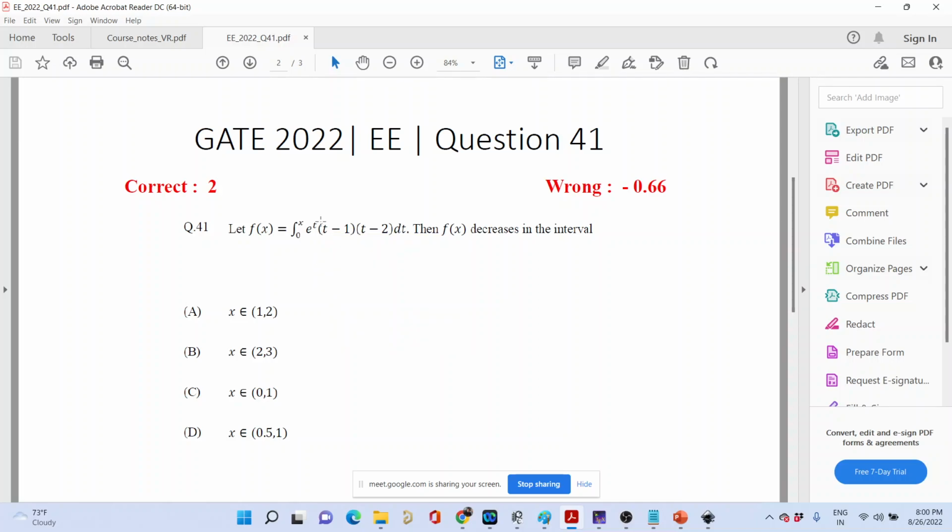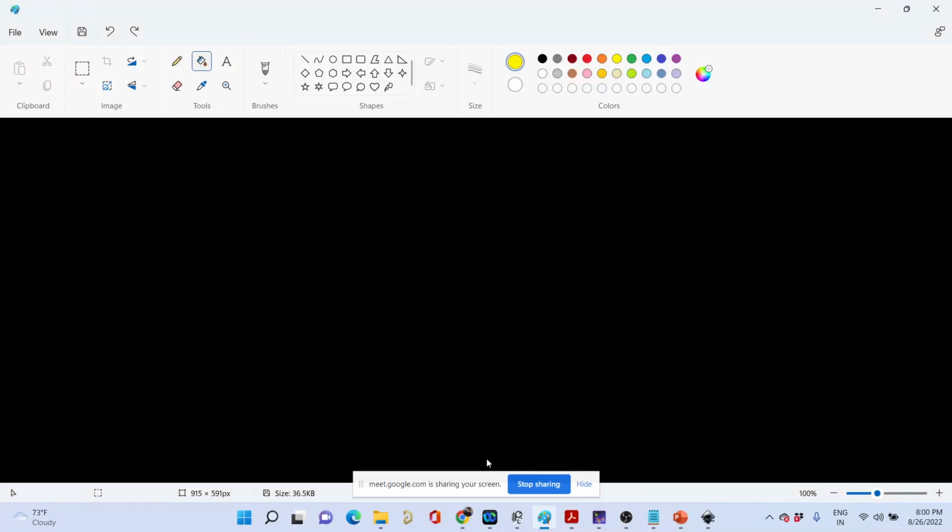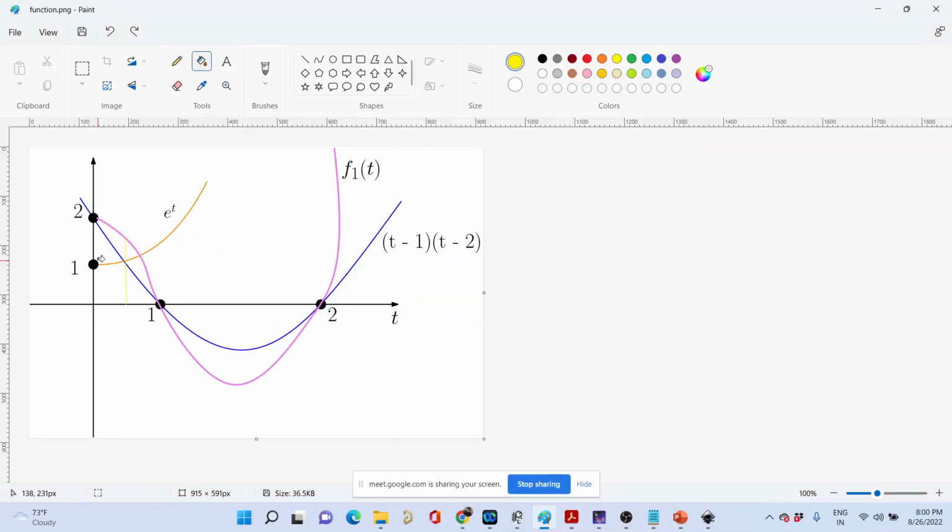Tell me what this curve looks like. T minus 1 into T minus 2. It will be a parabola. Correct. Absolutely, it is a parabola. And what is this? E to the power T. Rising exponential, right? Still increasing. So I have put this in this file. So you see, you are multiplying these two curves.